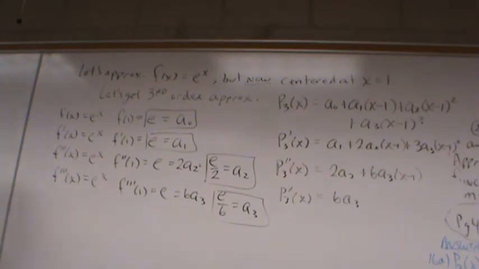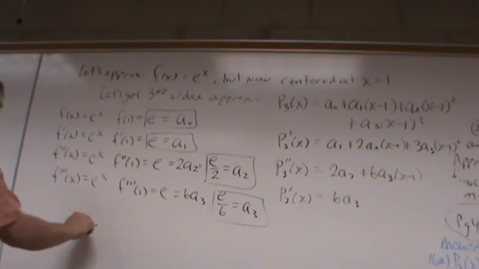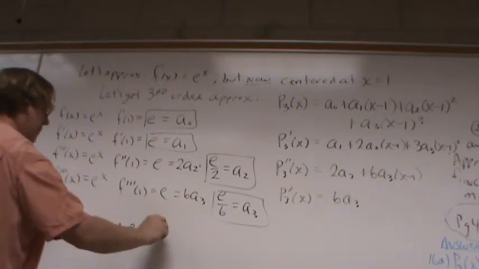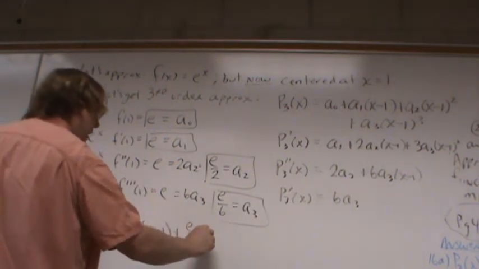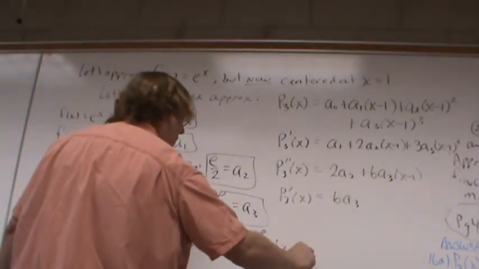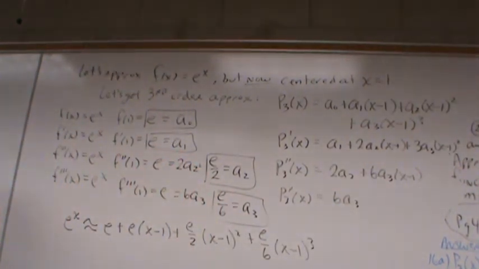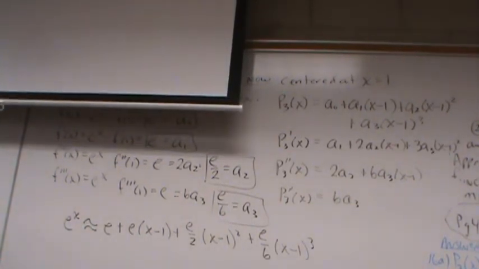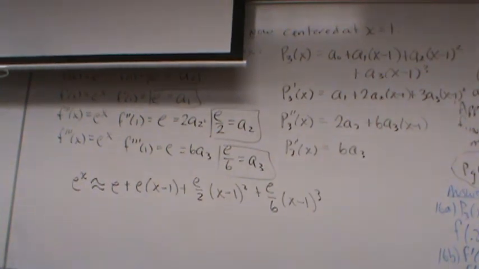So I now have my third degree approximating polynomial of e to the x, but it's centered at 1. It's not centered at 0 anymore. I get e to the x is approximately equal to e plus e times (x minus 1) plus e over 2 times (x minus 1) squared plus e over 6 times (x minus 1) to the third power. I need to show that to you on the graphing calculator, and then we'll continue.